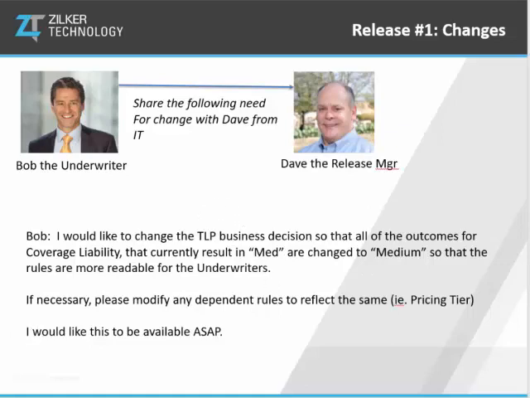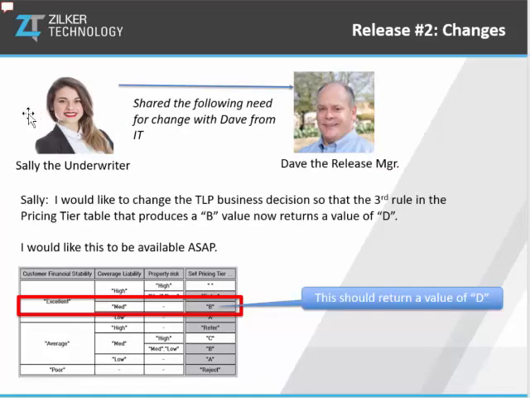Now let's go to release 2, which is Sally, a colleague of Bob, and she has another change. What she's saying is that she would like to change the same TLP business decision so the third rule in the pricing tier table that produces a B today, she wants to have it return a D because they've got a new classification for pricing tier. And so I've shown a little picture of what Sally gave to me, and she wants to change just this output field from a B to a D. And again, she wants those changes as soon as possible.